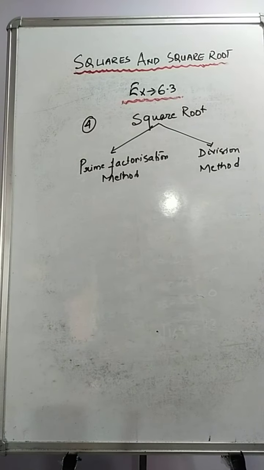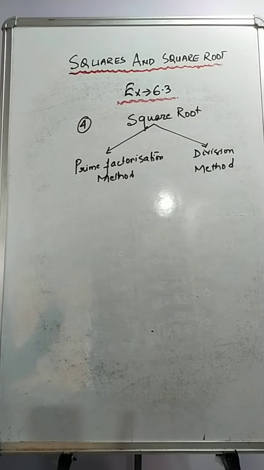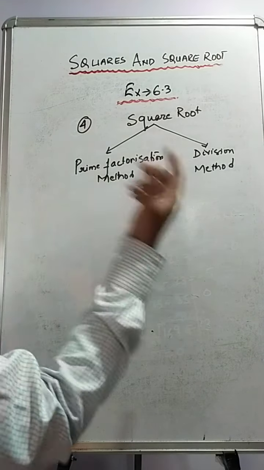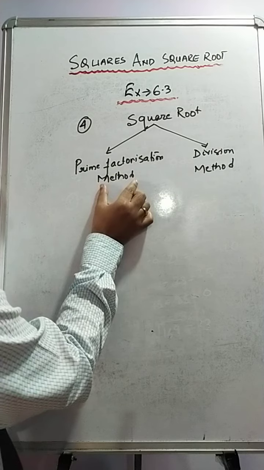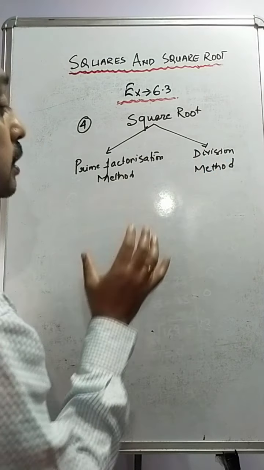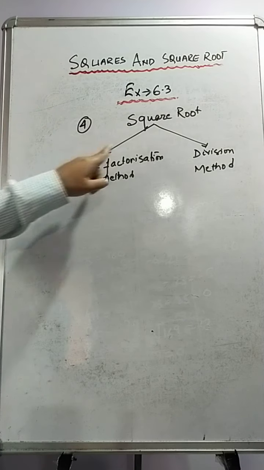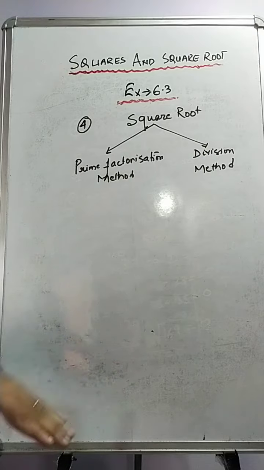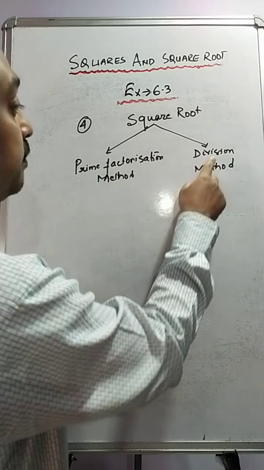In question number 4, we'll first know how to find out the square root. Now, I want to say that to find out the square root, there are two processes. That is prime factorization method, and another one is division method. For now, in question number 4, we'll learn the prime factorization method. And in the next exercise, we'll learn how to find out the square root of any number by division method.